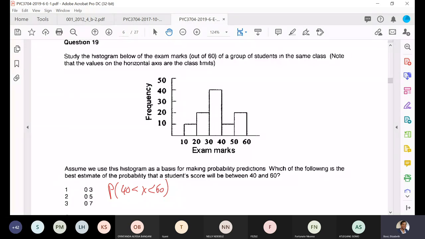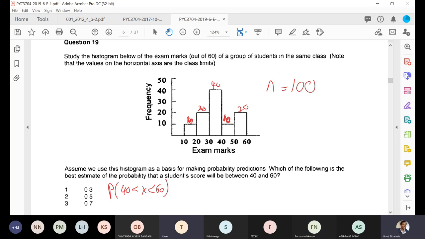Now the challenge here is the following. We need to know how many we have. What is the frequency? So if this is 10, this is 20, and what is this? I'm going to say this is 40, and this is 10, and this is 20. Add the following: 10 plus 20 plus 40 plus the rest. Did you find the answer is 100?